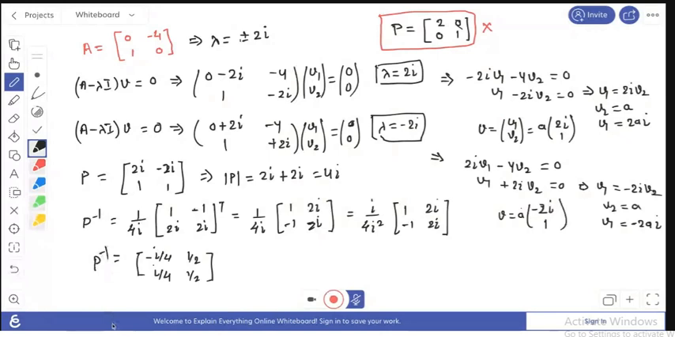So what are your eigenpairs? In the next page, the eigenpairs are: when lambda is sin x, the eigenvector is 1, 0, and the second one, when lambda equals 2, the eigenvector is 0, 1. These are the eigenpairs.